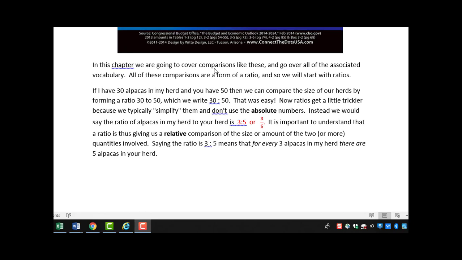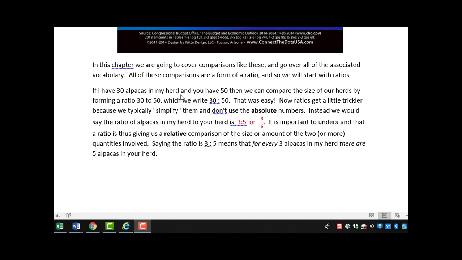So in this chapter, we're going to cover comparisons like these and go over all the associated vocabulary. All these comparisons are a form of a ratio. So we're going to start with ratios. This is the foundation. This is 4.1, ratios is the key here.